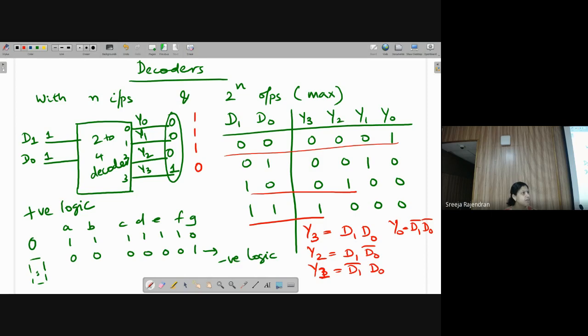Is this clear? We have two inputs. If I have m inputs, I can have 2 raised to m outputs at maximum. Only one of the output lines will be active at a time, and which line is active depends on the combination of inputs we have applied.